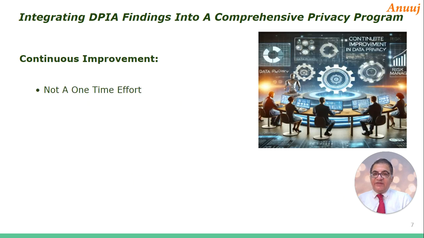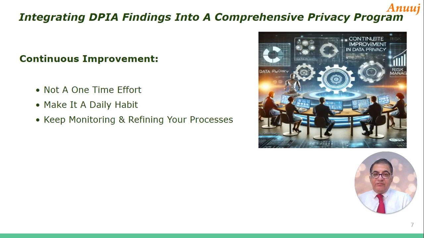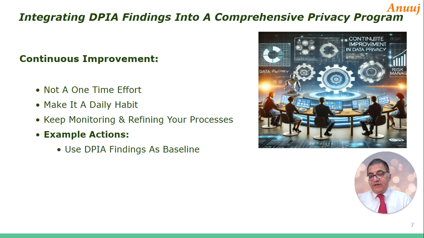And then privacy is not a one-time job, right? So you should look at it as a regular activity. Like DPIA, we say 3 months. Monitor your privacy things as a daily habit. Did you brush your teeth? Did you ensure that the CV of the rejected person is trashed and logged that you have trashed it? Right? So make it a habit of that level. Keep monitoring and refining your processes.